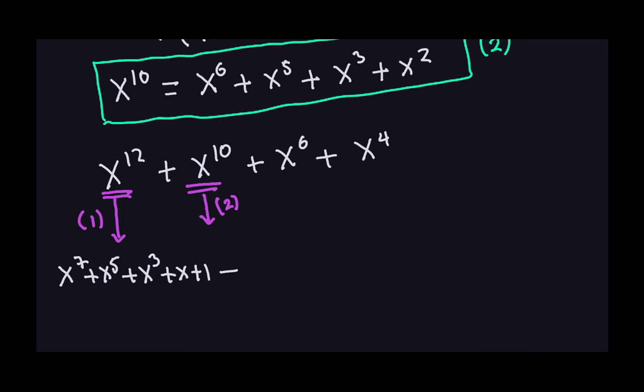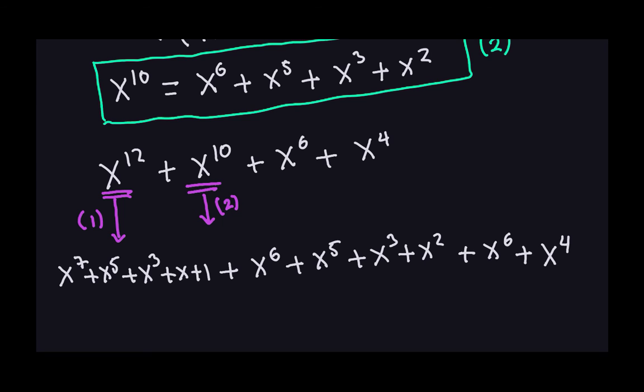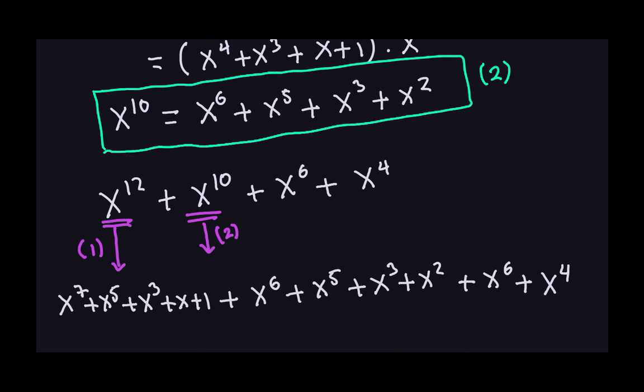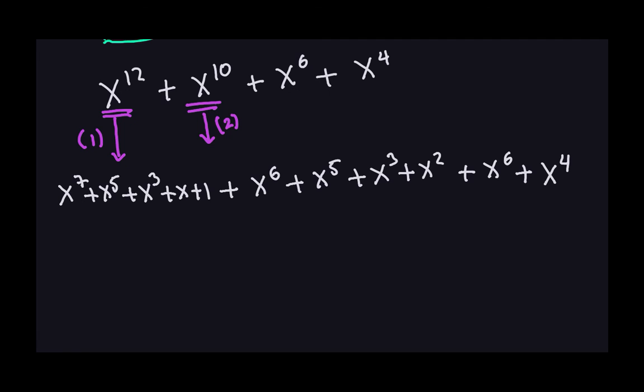So plus x to the 6 plus x to the 5th plus x cubed plus x squared. And finally, I have to add the last two parts here, which is x to the 6 and x to the 4. So plus x to the 6 and x to the 4. I just realized that I did this all in diagonal, but it's okay. All right, so what we need to do here is, of course, simplify. So I need to collect all the like terms that you see here.